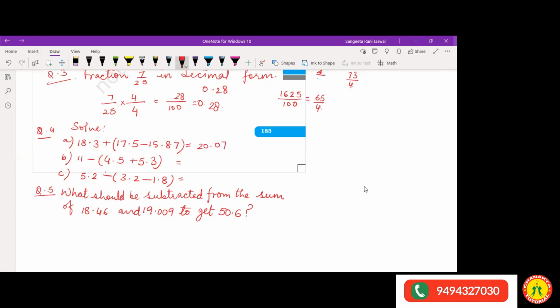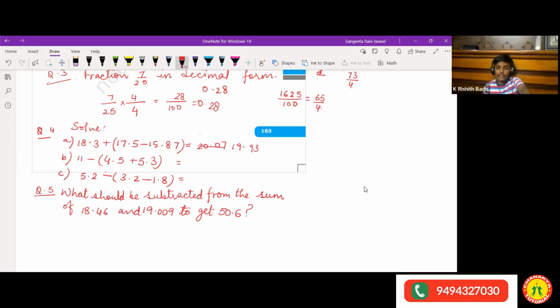Others, please verify your answer. Ma'am, I got 19.21. Ma'am, I got 19.93. Ma'am, I also got 19.93. I also got 19.93. I made a mistake, ma'am. Rishit, please check your answer. Yes, ma'am, I got my mistake. We are all getting the same answer, 19.93. Okay, good. Ma'am, I did it correctly, so I got the same answer, 19.93.